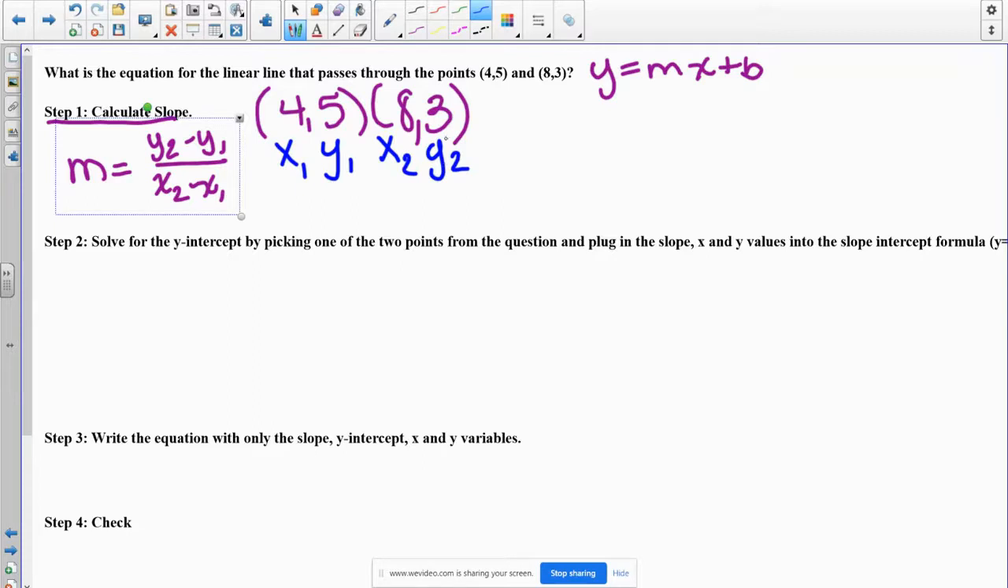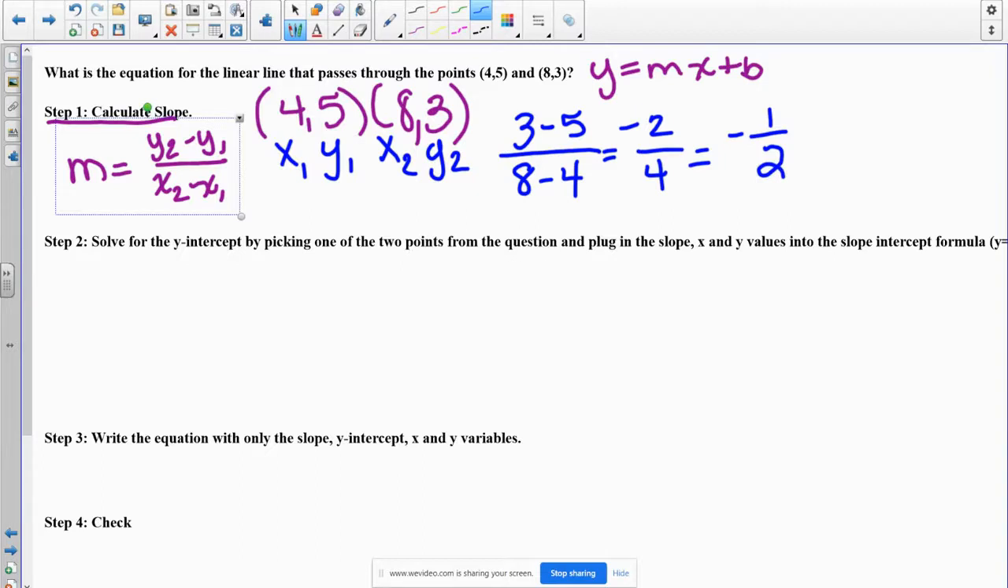So y2, which is 3, minus y1, which is 5, and we're going to put that over x2, which is 8, and then x1, which is 4. So 3 minus 5 is negative 2, and 8 minus 4 is 4. And if I reduce that, my slope here is negative 1/2. So step 1 done.